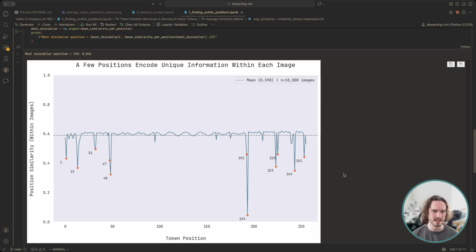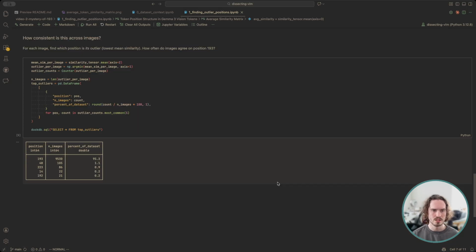And so this tells me that because 193 is so dissimilar to everything else, 193 must be encoding something pretty unique compared to all of the other slots. So I wanted to know how consistent this was across images. To calculate that, I looked to find, for each image, which slot is the outlier. And far and away, 193 is the outlier, where outlier means the least similar to everything else.